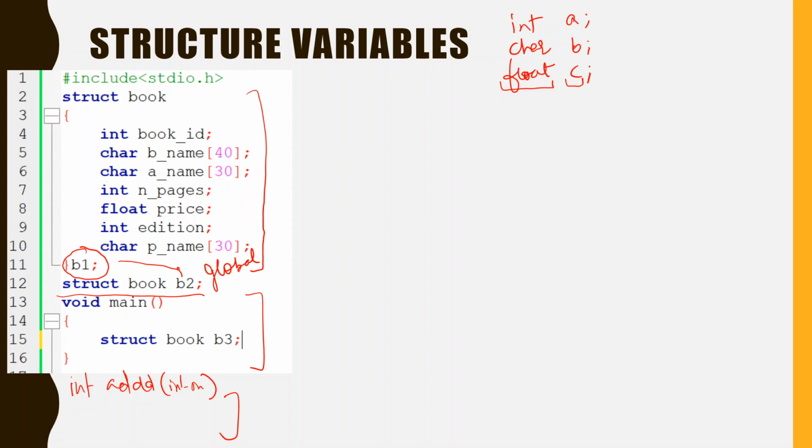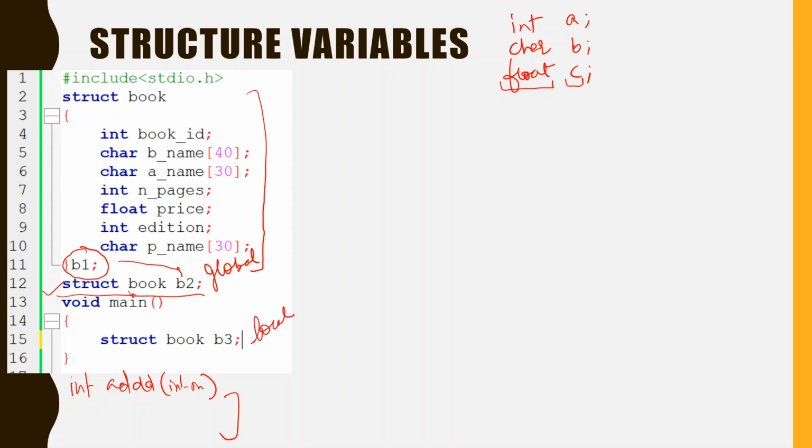Now you have to notice here that only the name of the structure is not the user defined data type. You have to write the struct keyword before the name of the structure every time you want to declare an element. Here you can also notice that this b3 is a local variable to main only.